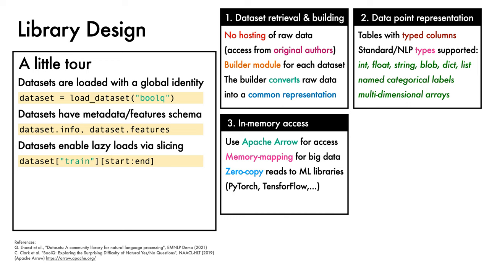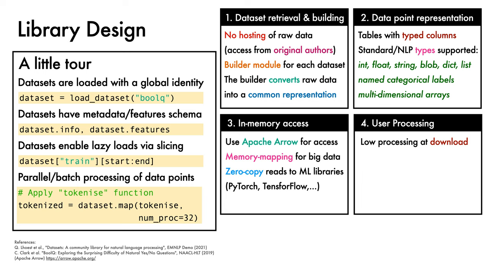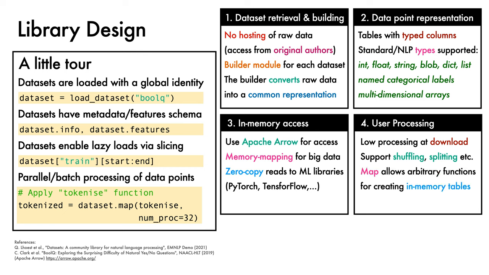The fourth key feature of the library is that it enables parallel and batched processing of data points. For example, we can apply a tokenize function with a map operator with libraries like NumPy and PyTorch. In general, the library performs limited processing at the time of initial download beyond supplying access to typed data. It enables the user to perform basic operations for tasks such as shuffling and splitting the dataset, and also provides a map function for the execution of arbitrary Python functions to create in-memory tables. This can be run efficiently using batched parallel processing and smart caching of data between sessions.